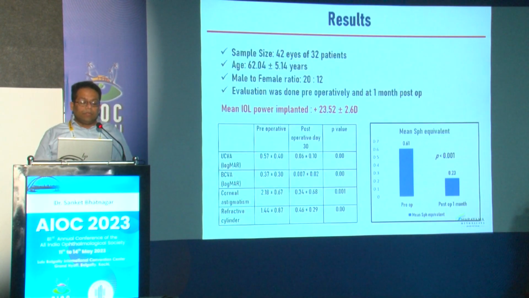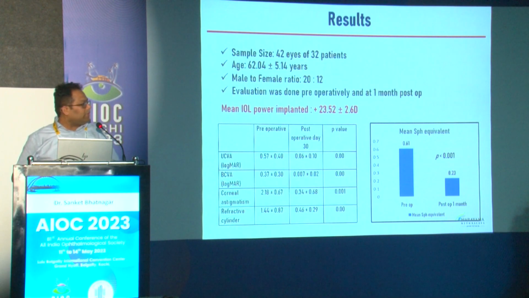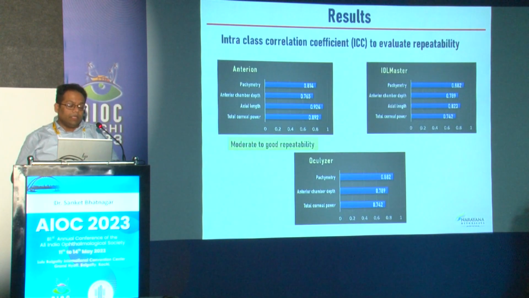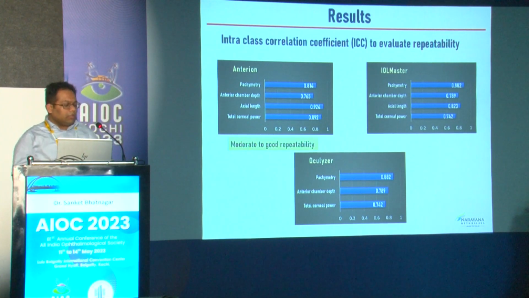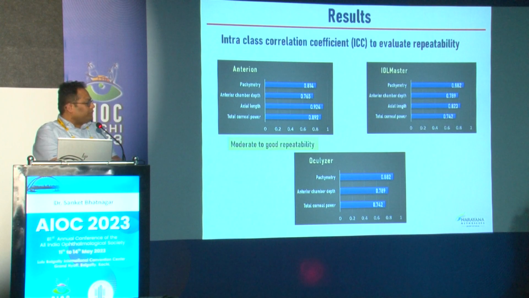Now, coming to the results, in our sample size of 42 eyes of 32 patients, the mean IOL implanted was plus 23.52 diopters, and there was a statistically significant change in visual acuity, residual corneal astigmatism, and mean spherical equivalent pre and post operatively. Surveying the repeatability, the intraclass correlation coefficient was used, and Anterion showed moderate to good repeatability for most of the parameters, with excellent repeatability for axial length.